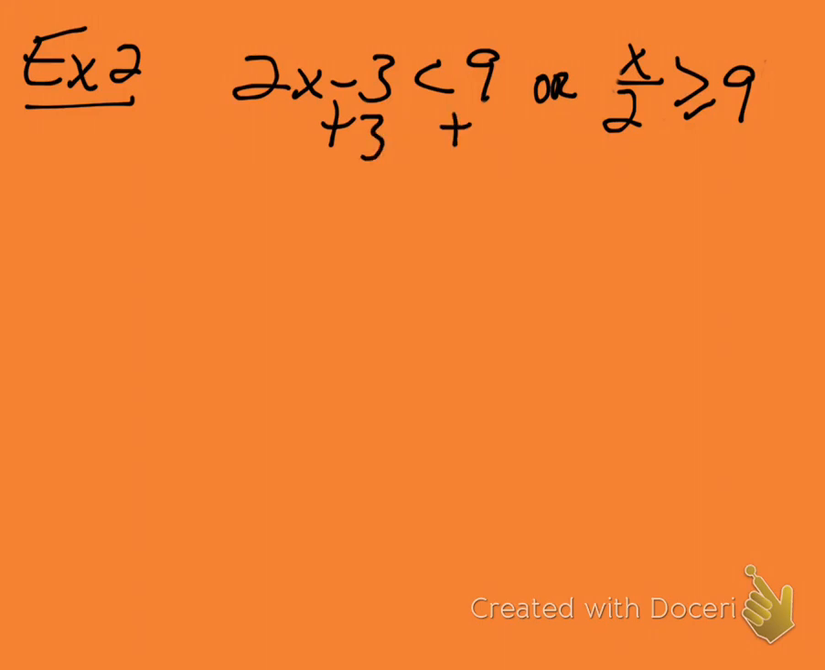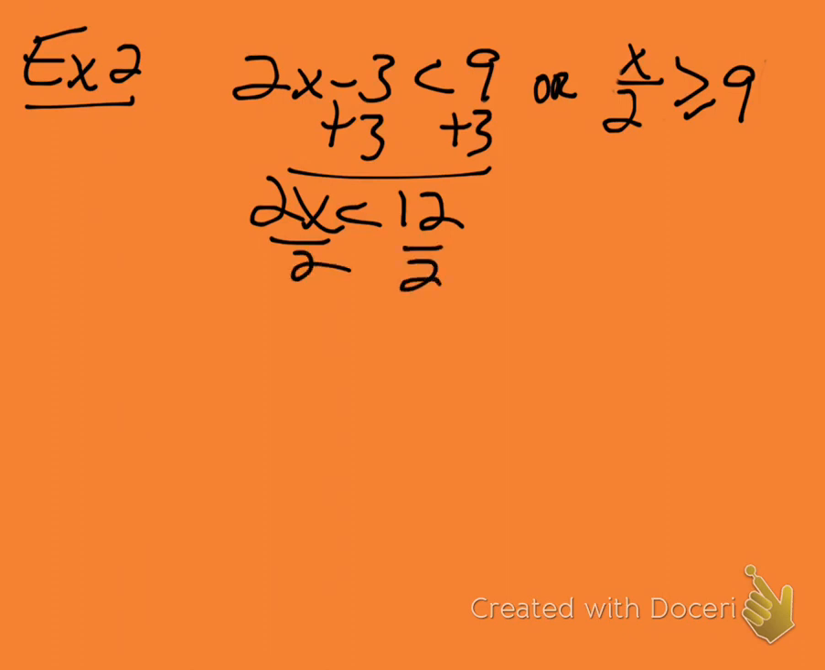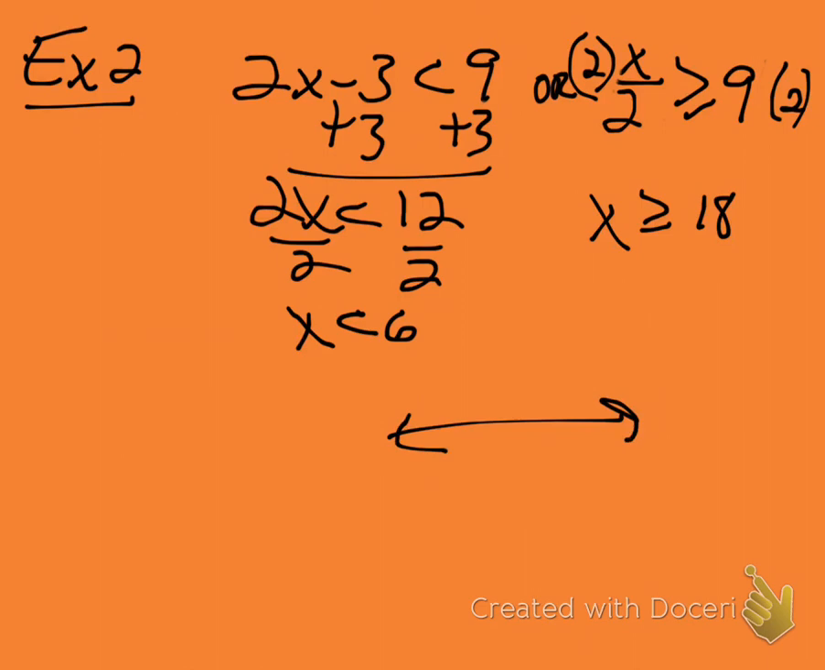Add 3, 2x is less than 12. Divide by 2, x is less than 6. Okay, and then over here, multiply by 2, x is greater than or equal to 18. So now I've got 6 here, 18 there, closed circle on the 18, open on the 6.